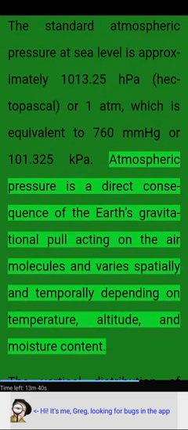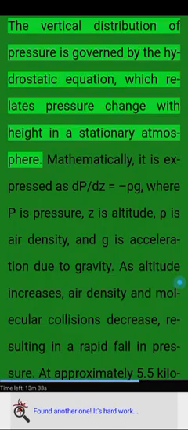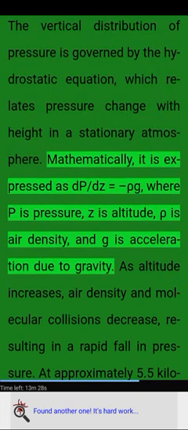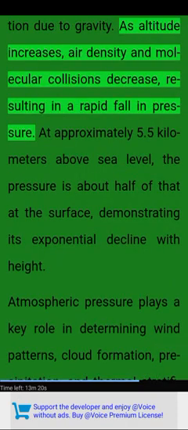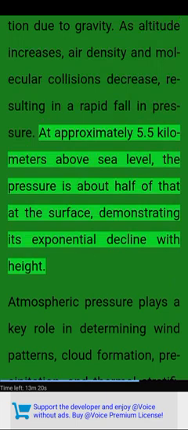Atmospheric pressure is a direct consequence of the Earth's gravitational pull acting on the air molecules and varies spatially and temporally depending on temperature, altitude, and moisture content. The vertical distribution of pressure is governed by the hydrostatic equation, which relates pressure change with height in a stationary atmosphere. Mathematically, it is expressed as dP/dz = -rho g, where P is pressure, z is altitude, rho is air density, and g is acceleration due to gravity. As altitude increases, air density and molecular collisions decrease, resulting in a rapid fall in pressure. At approximately 5.5 kilometers above sea level, the pressure is about half of that at the surface, demonstrating its exponential decline with height.